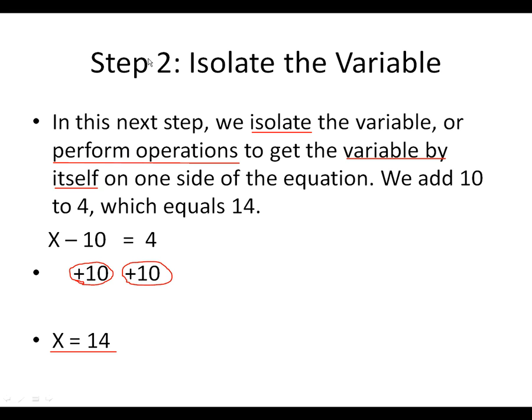Step 2 is to actually isolate the variable. In the next step, we isolate the variable, or perform inverse operations to get the variable by itself on one side of the equation. We add 10 to 4, which equals 14, as you see here. And here we get x equals 14.